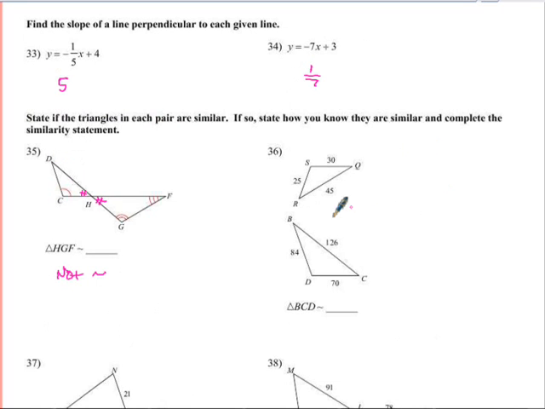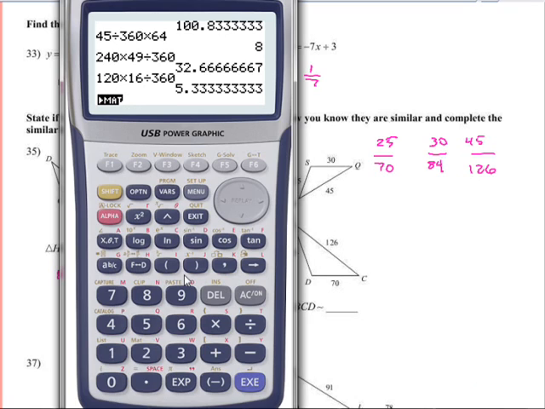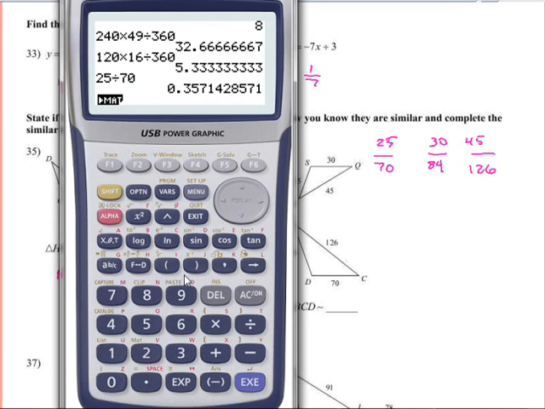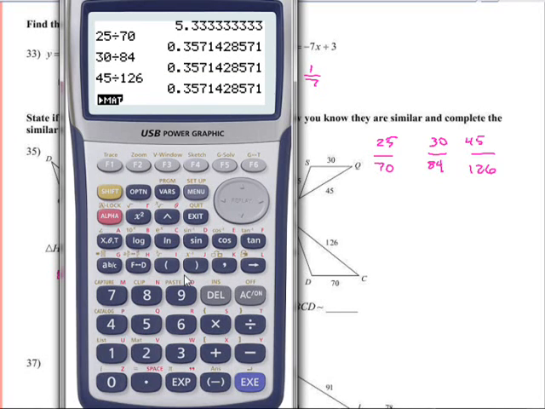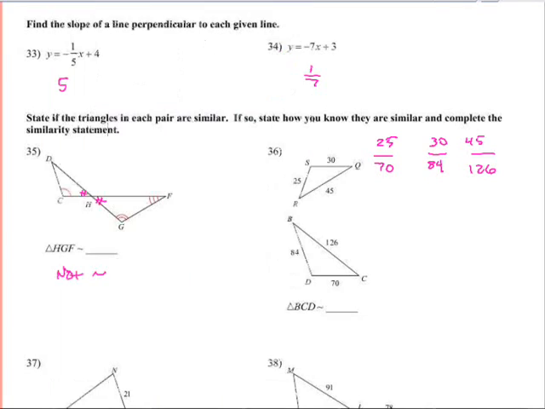On number 36, I'm going to check the sides. So 25, 30, 45, I'm going to list those in order from least to greatest, and I'm going to do the same thing over here. So 25 over 70, 30 over 84, and 45 over 126. And I know that if all of those are the same, then I have similarity, because the sides would be proportional. So yes, they're all the same.